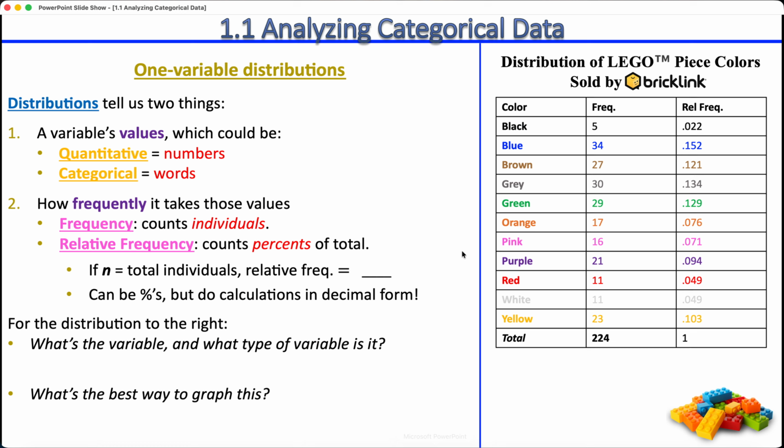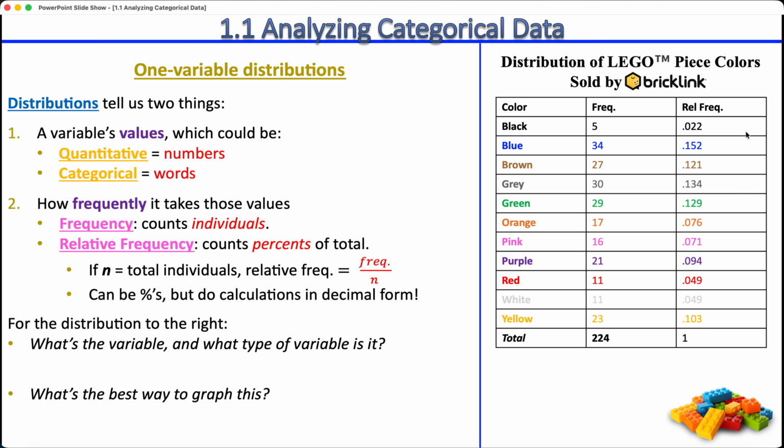So if I were to look at these distributions, that's two things. It's the actual values that it takes, which is the primary color, and then the other thing is how frequently that occurs, either in terms of raw frequency, which is the individual counts. Again, there's 5 black, there's 21 purple, or the relative frequency, which just tells me what proportion of the 224 different pieces are that particular color. How do you find that? You just take the frequency and you divide by the total. So 5 divided by 224 gives me 0.022, which is the decimal form of 2.2%.